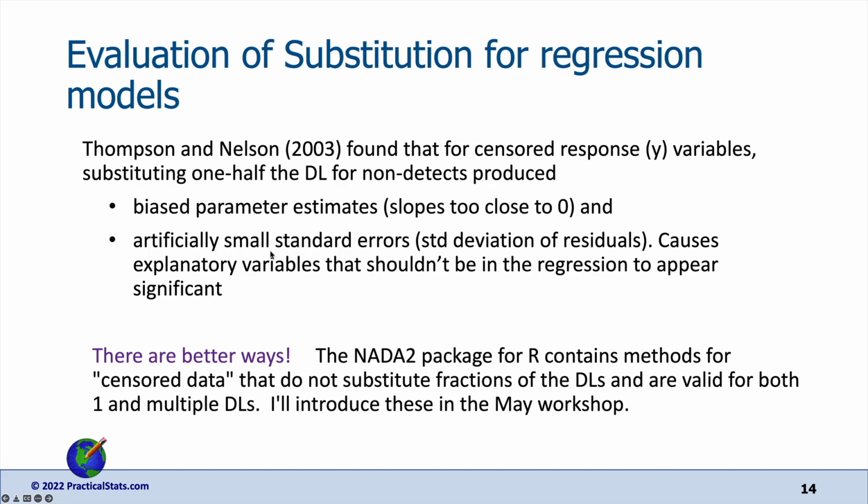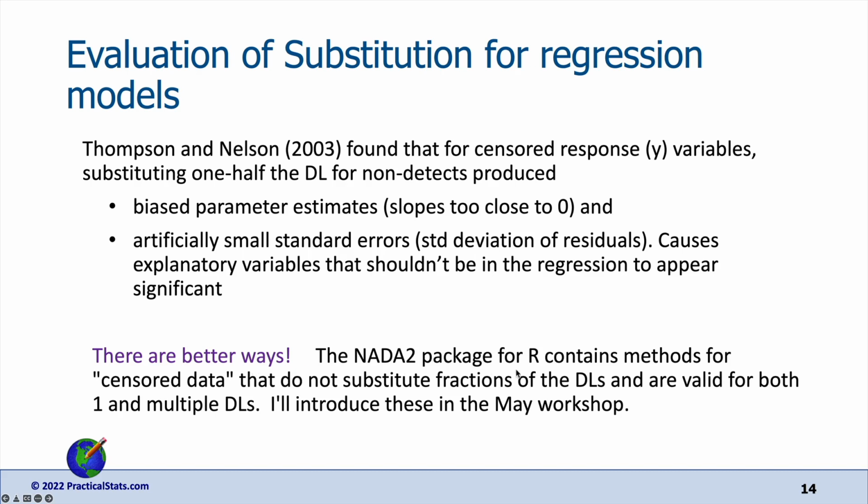And then artificially, that lowers the standard error, which is just the standard deviation of the residuals around the regression line. And that is used in the test for determining whether the X variables, the explanatory variables, are significant or not. And it is too low in terms of the standard error, so it causes some variables that should not be in the regression to appear significant, and you include them as explanatory variables, the X variables, in the regression. So you can really mess things up with substitution. There are much better ways.